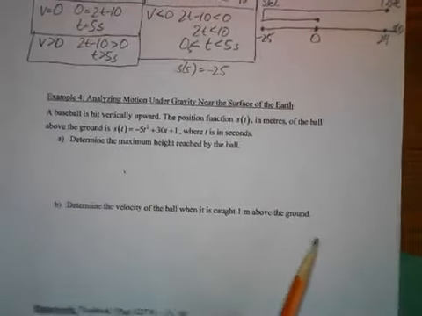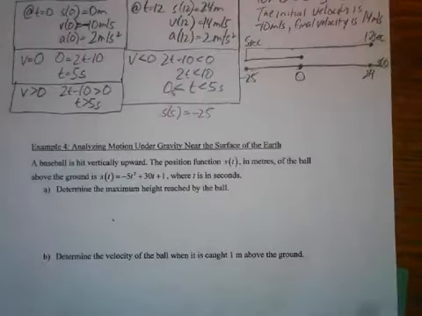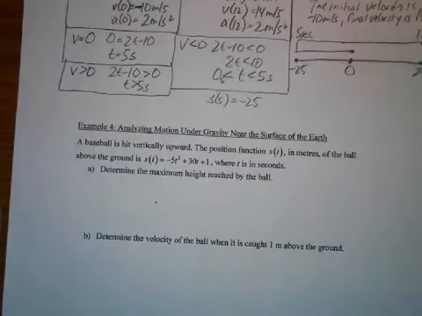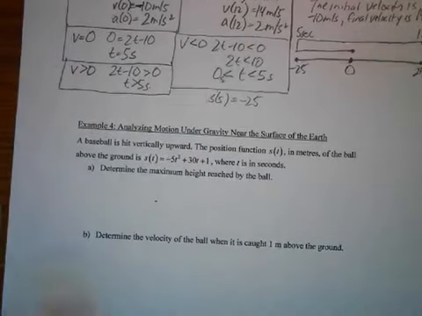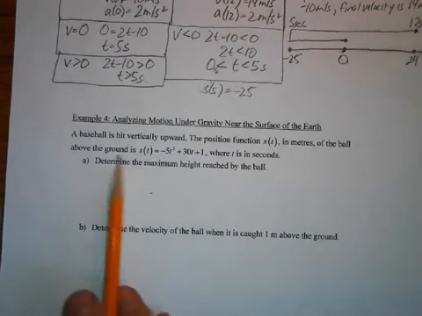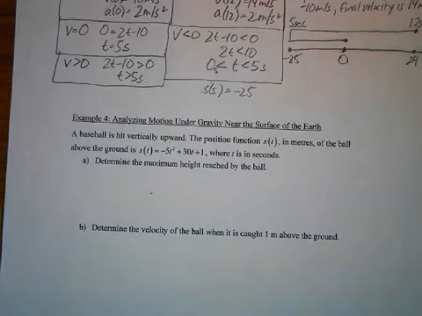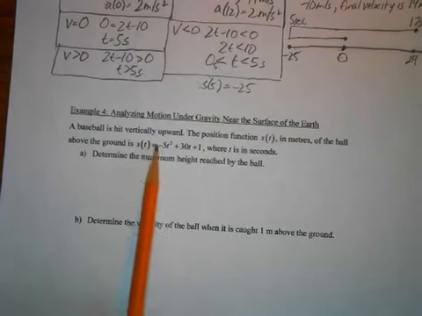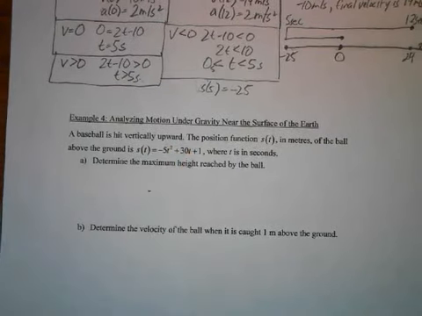Now, here's a question that you could have easily been given in grade 10. We're going to use derivatives to answer this question. A baseball is hit vertically upward. The position function s of t in meters of the ball above the ground, so this is like a height function, is s of t equals negative 5t squared plus 30t plus 1, a quadratic opening down. You see these all the time in grade 10 for quadratics, grade 11 as well.